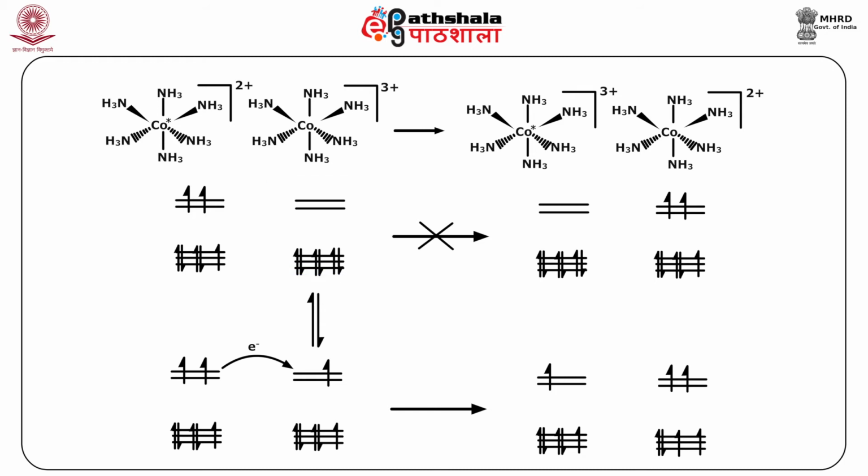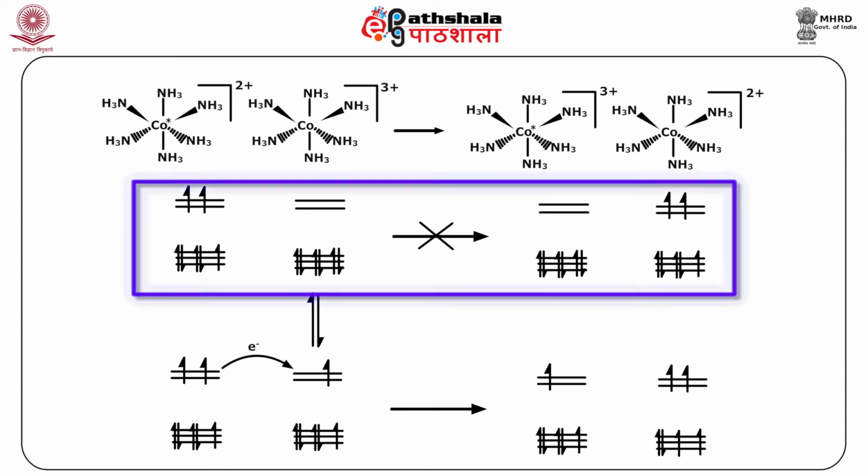Now, there is a possibility of electron transfer from the eg of the cobalt 2 to the eg set of the cobalt 3. So, what happens? This kind of electron transfer can take place. As a result, the cobalt 2 plus has become cobalt 3 plus, and the cobalt 3 plus has become cobalt 2 plus. So, in the electronic configuration, the d7 becomes d6 and the d6 becomes d7.